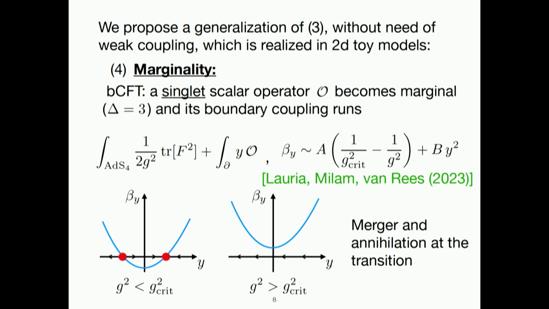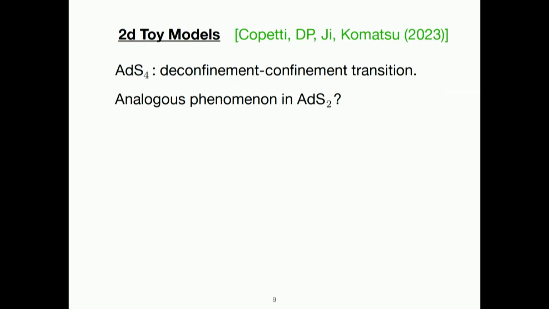However, as we increase the coupling across the critical value, these two CFTs merge and annihilate, so they become some complex fixed point, and as a result, this boundary condition disappears. Based both on the 2D toy models and on the perturbative data that I will present, I claim that this appears to be the most likely scenario for why the Dirichlet boundary condition disappears in Yang-Mills. So now let me briefly explain the 2D toy models.